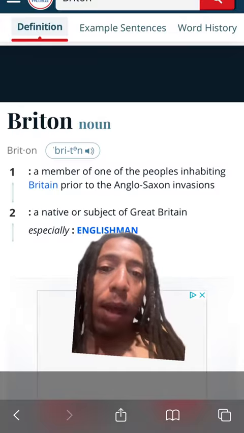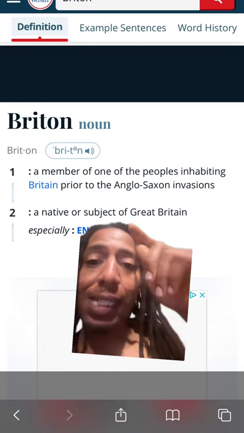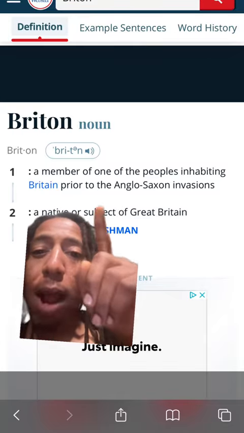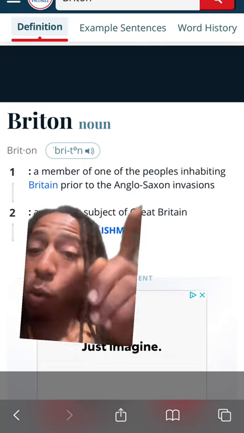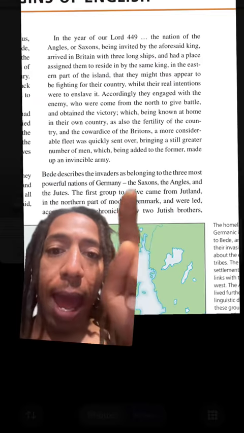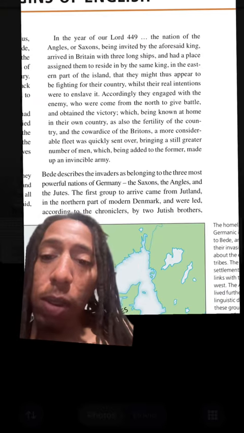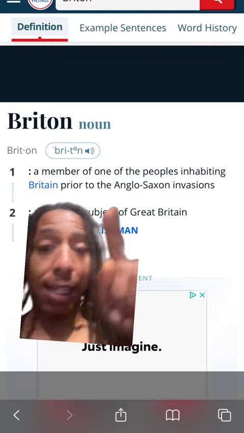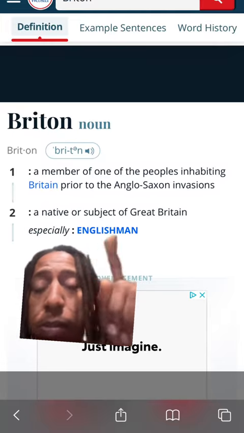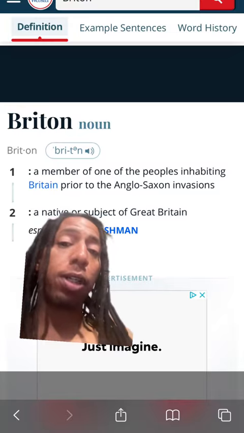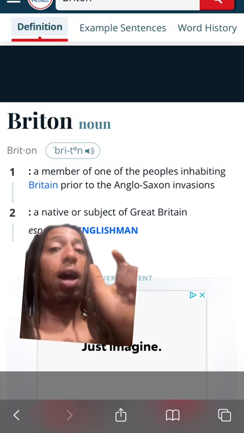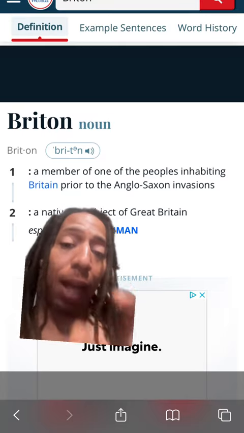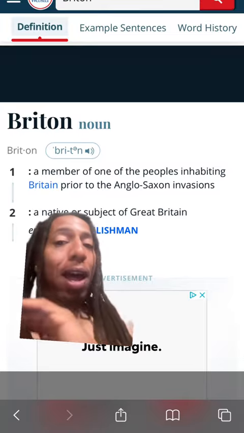Briton. You got Britons, you got British. Okay, a Briton is a member of one of the peoples inhabiting Britain prior to the Anglo-Saxon invasion. What? Who invaded? Angles, Saxons, and Jutes. A native or subject of Great Britain. A British person, even though they don't even speak of it on this one. A British person, ish being somewhat of or related to, meaning you have a little Briton blood. You are British, but you're not a full Briton.